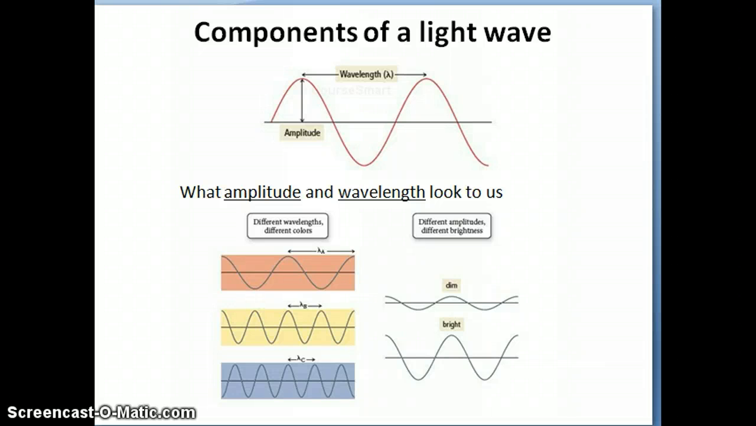Hi everyone, so we're going to continue now talking about light waves. In the previous video I just mentioned what the different components of a wave are, and in a light wave what we see as the color of the light is really corresponding to the wavelength of that light wave. So as you can see in this example, the red light has a longer wavelength than the blue light, and then what we see as the brightness of the light corresponds to the amplitude of that light wave.